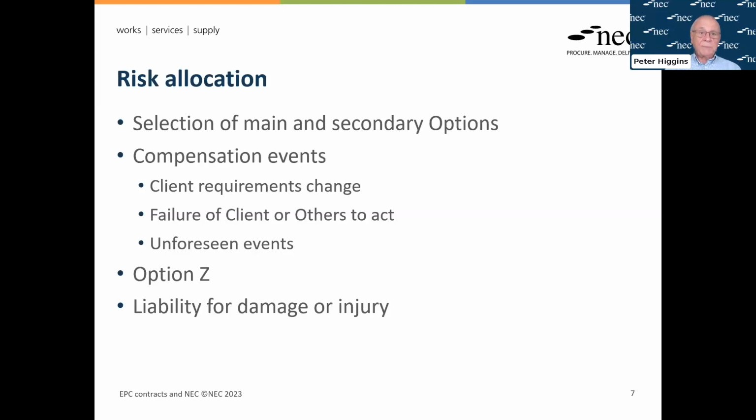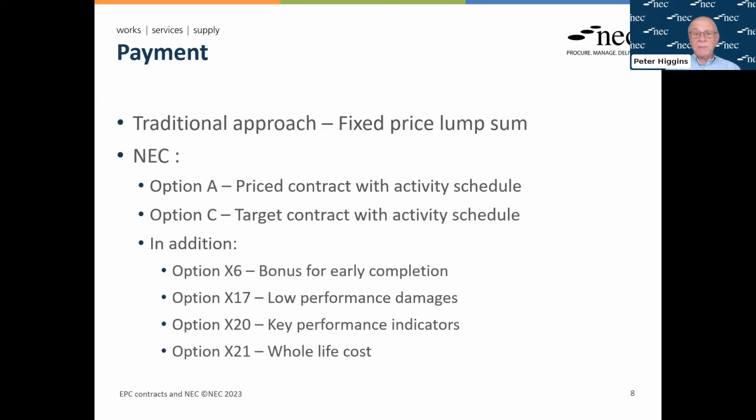Okay, we talked about the risk allocation main option. Over to you, Shai, to deal with the payment side.